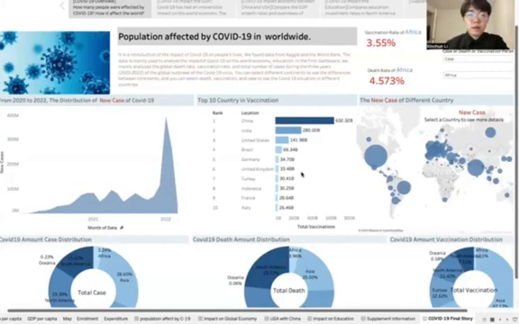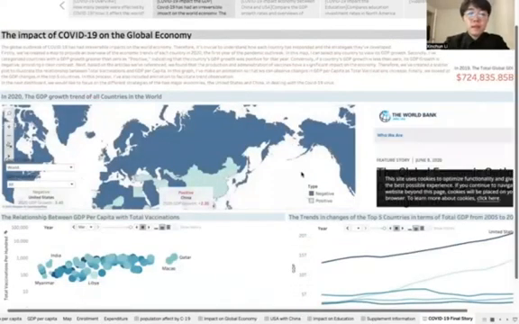For the next part, below is a map of economic impact, showing the economic situation of each country in the first year of COVID. You can change to a specific country by changing the parameter and highlight the continents with negative or positive GDP growth. The top right shows the total global GDP for 2019 and 2020.